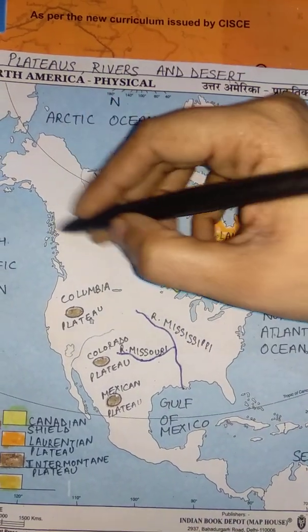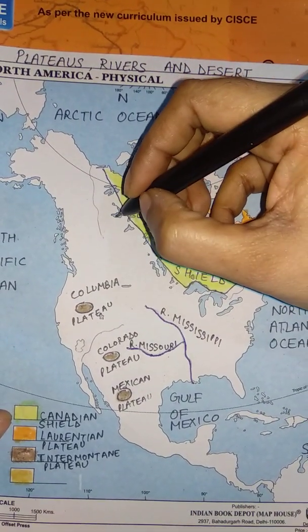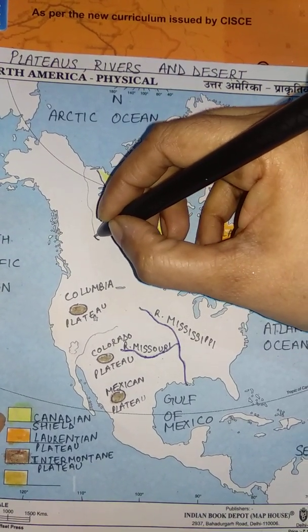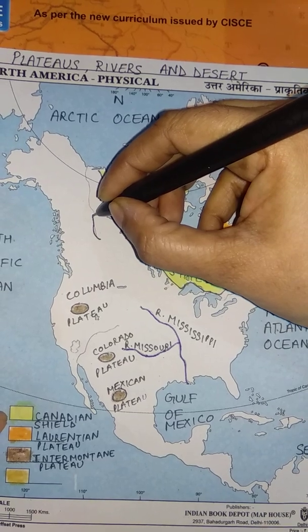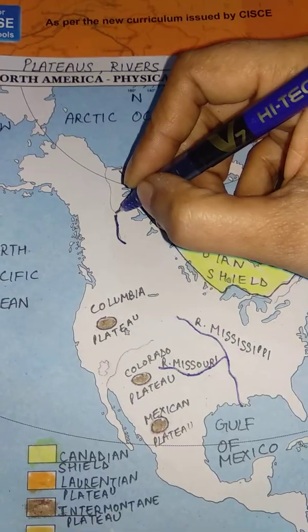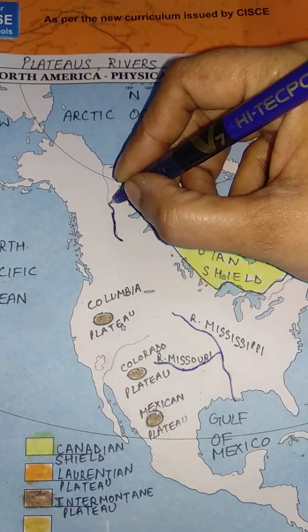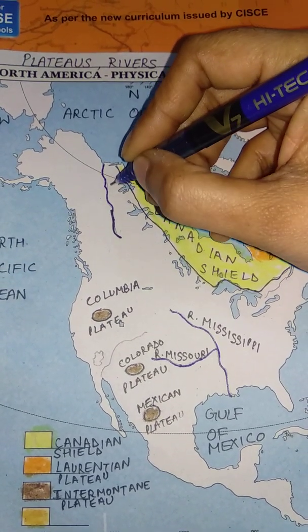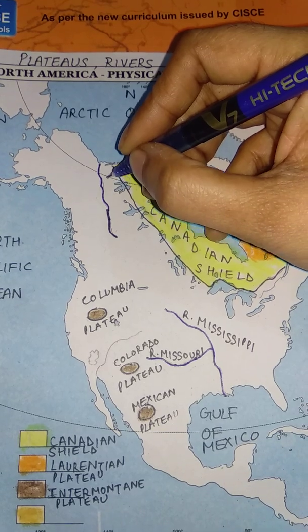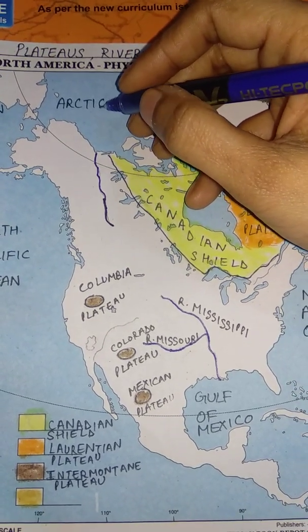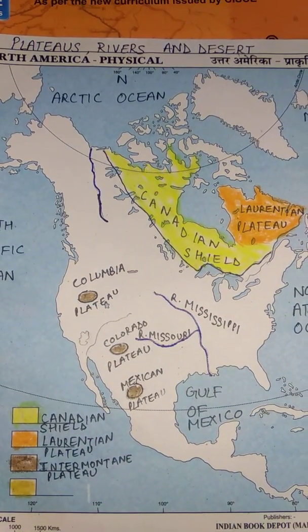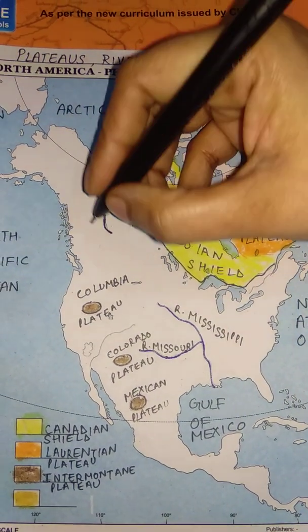Now toward the northwestern part of the continent, from Great Slave Lake, the river Mackenzie flows northwest. It is the second largest river in North America, and finally it drains into the Arctic Ocean. Now you have to label the river.